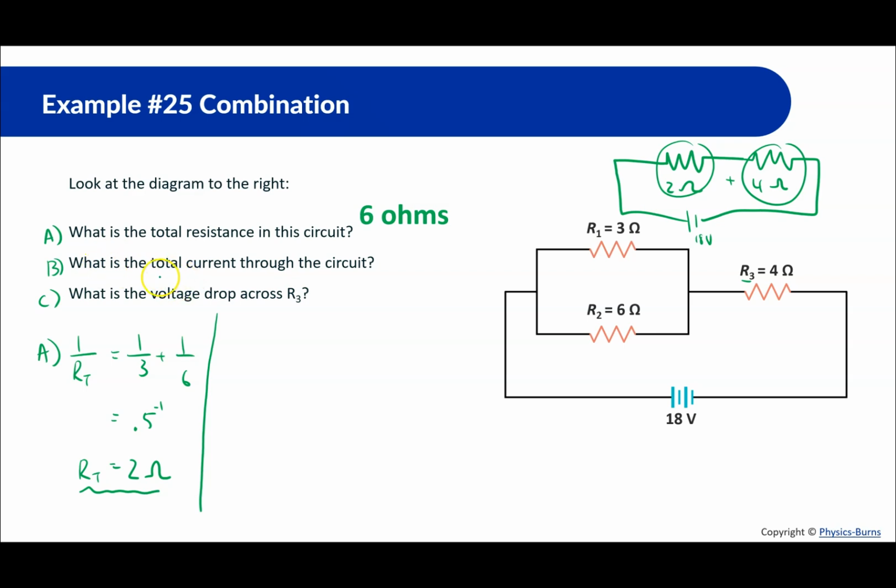Part B is what is the total current. So since I already know the total resistance and the total voltage, I should be able to find the total current, no problem. Voltage equals current times resistance. And if we're looking for current, I can manipulate this with V over R. So we get 18 divided by 6. And I know what 18 divided by 6 is. That's just going to be 3 amps.